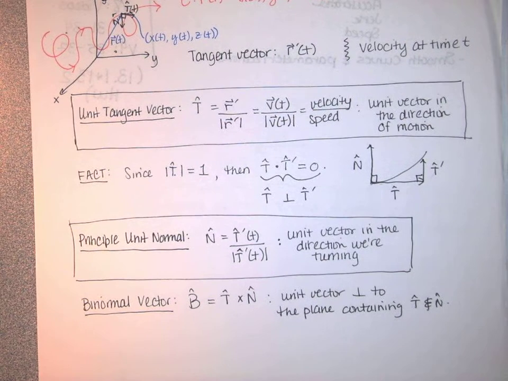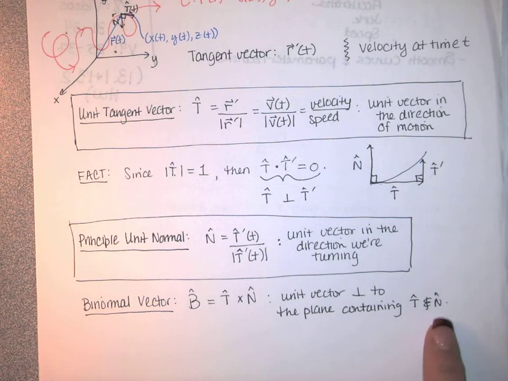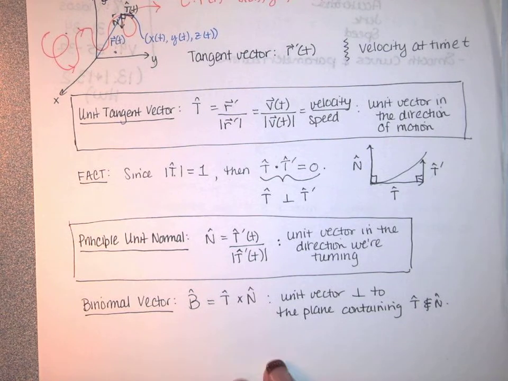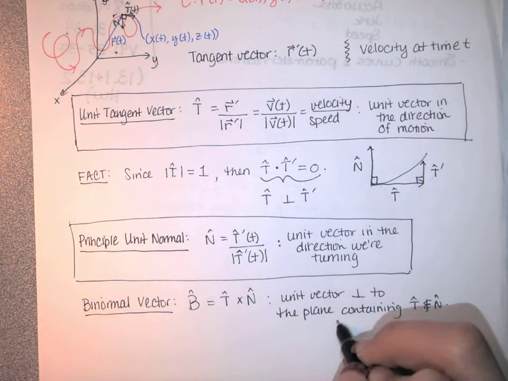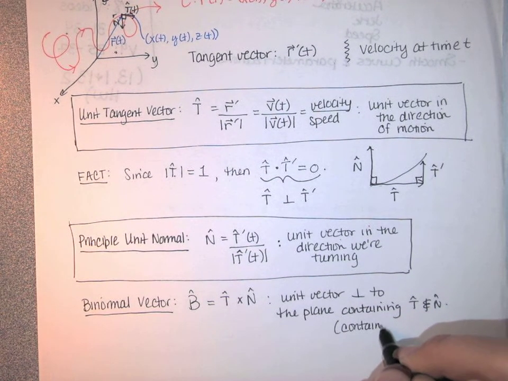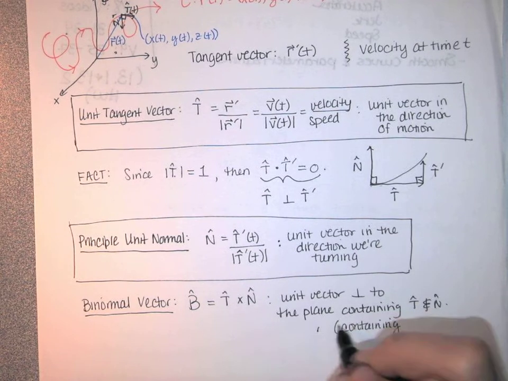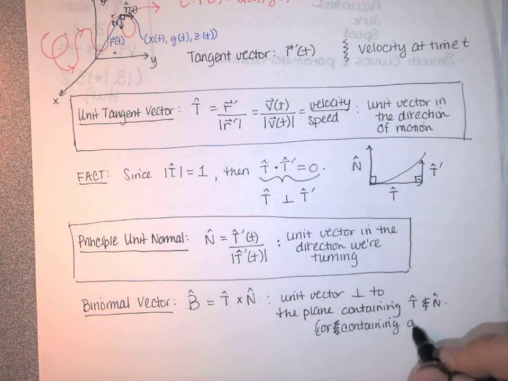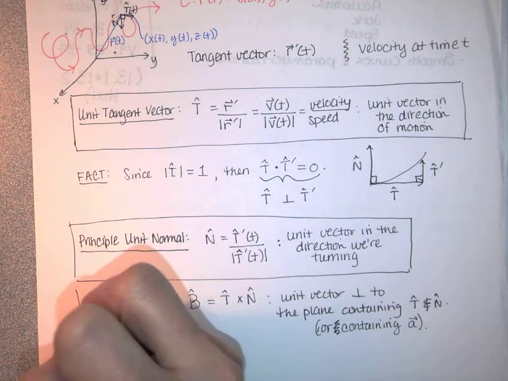And remember, the acceleration vector is a linear combination of t hat and n hat. So part of the acceleration is pointing in the direction of motion, part of the acceleration is pointing in the direction we're turning. When you put those together, you get the whole acceleration vector. So this binormal vector is the normal vector to the plane containing that acceleration vector. I guess we were saying it's the plane containing these two, which means it's also the plane containing the acceleration vector.